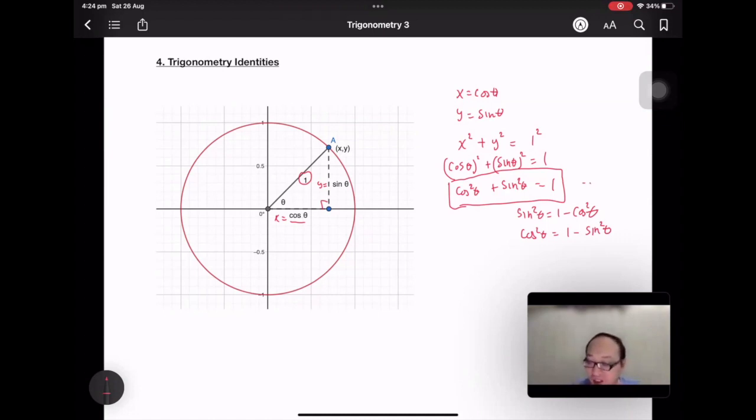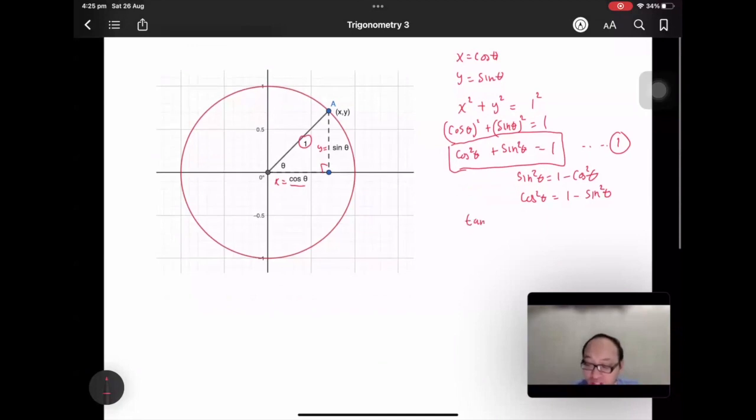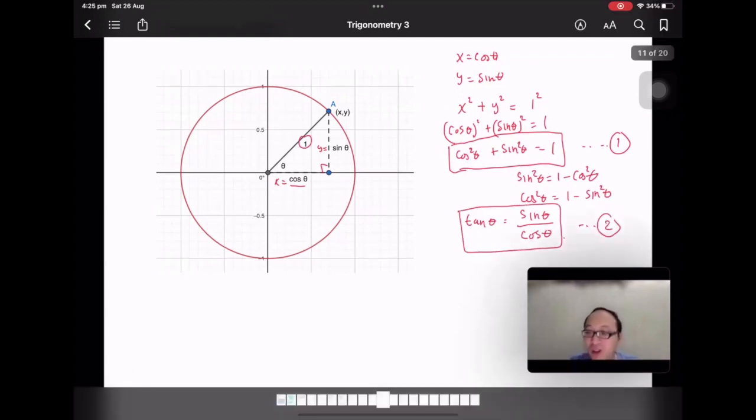That's the first identity that we have. And the second identity, we can use tangent theta as the division of sine theta and cos theta. So these are the two identities that we can use for this AS material topic.